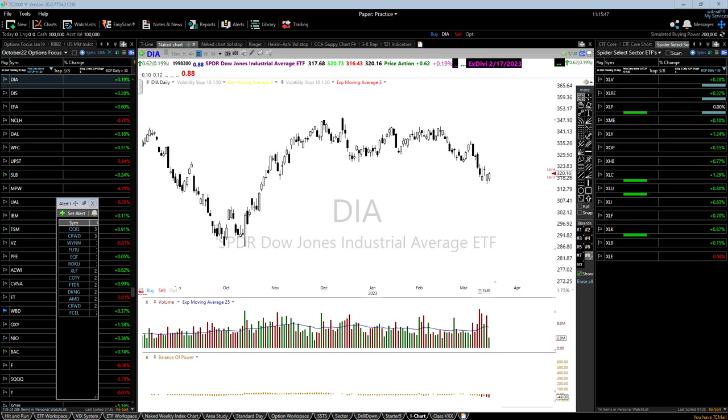Because remember, the market is an auction. It is an auction where we're trying to determine between the bulls and the bears what the correct price is. So as we move up, the bulls are saying valuations should be higher. As we pull back, the bears are saying no, the valuations have gotten too high temporarily.